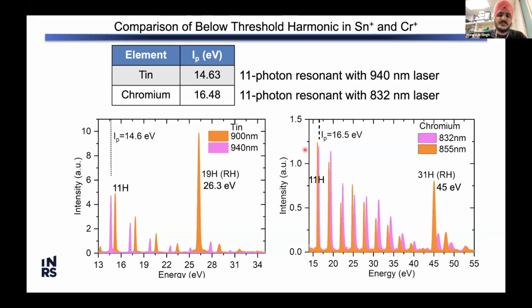And then to confirm this, we used tin and chromium. Tin has an ionization threshold at about 14.6 electron volts, for the singly charged ion. And for chromium, it's about 16.5 electron volts. And to our surprise, we did not see any kind of harmonic enhancement near the ionization threshold for both tin and chromium.